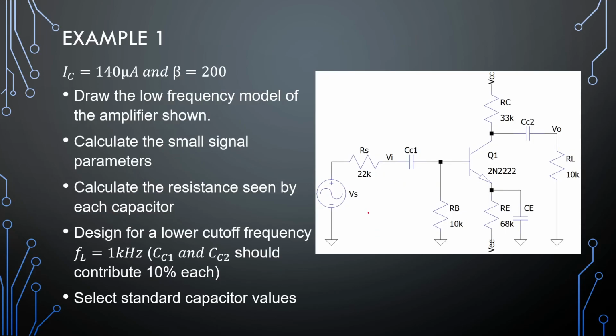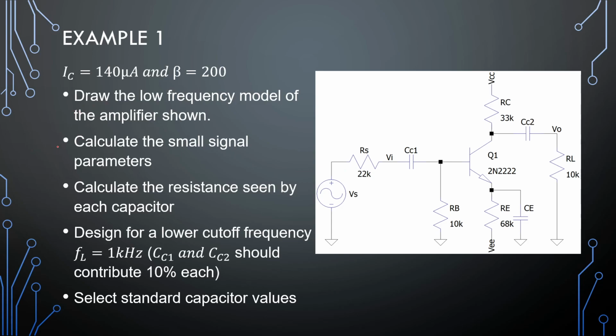So example 1, all the amplifiers that I'm using here we did in previous problems. We did the analysis for the small signal on these. So I'm just going to give the collector current. So this amplifier is biased with 140 microamperes and has a beta value of 200, typical for the 2N4402. So first we need to draw the low frequency model of the amplifier.